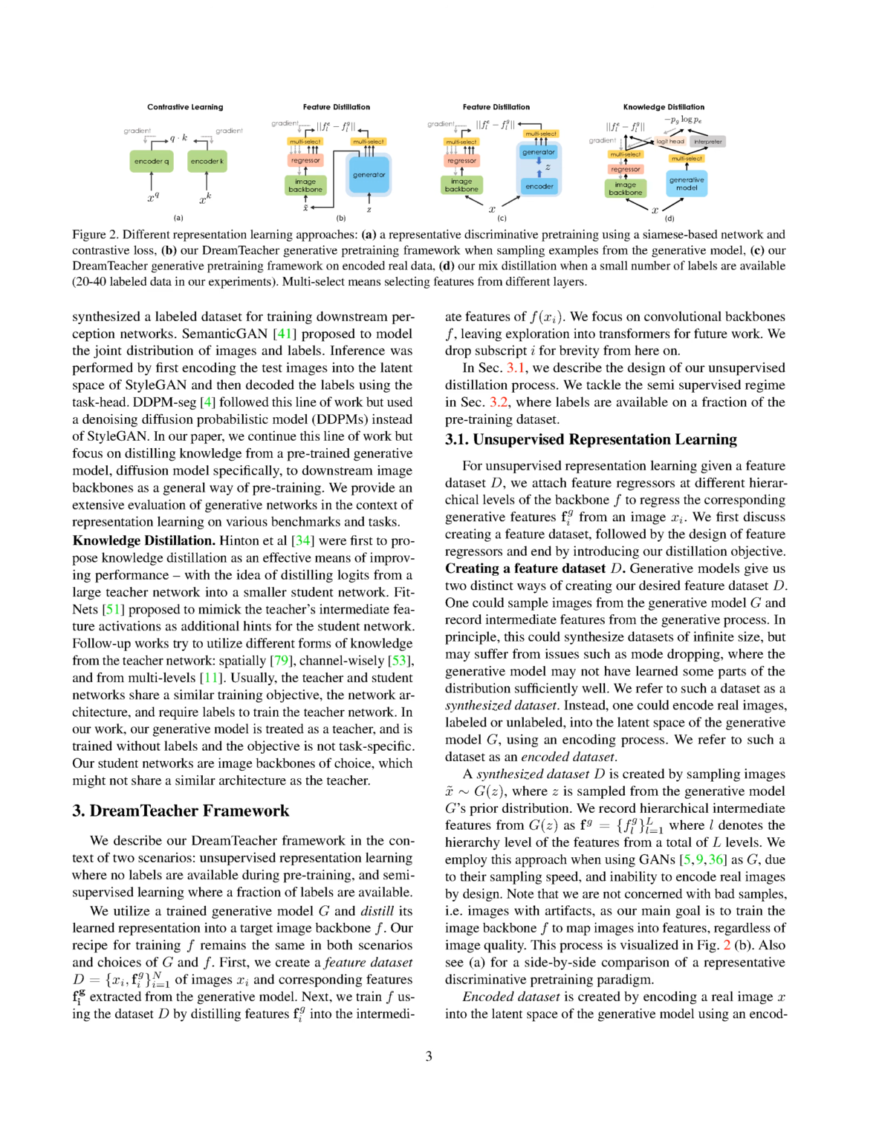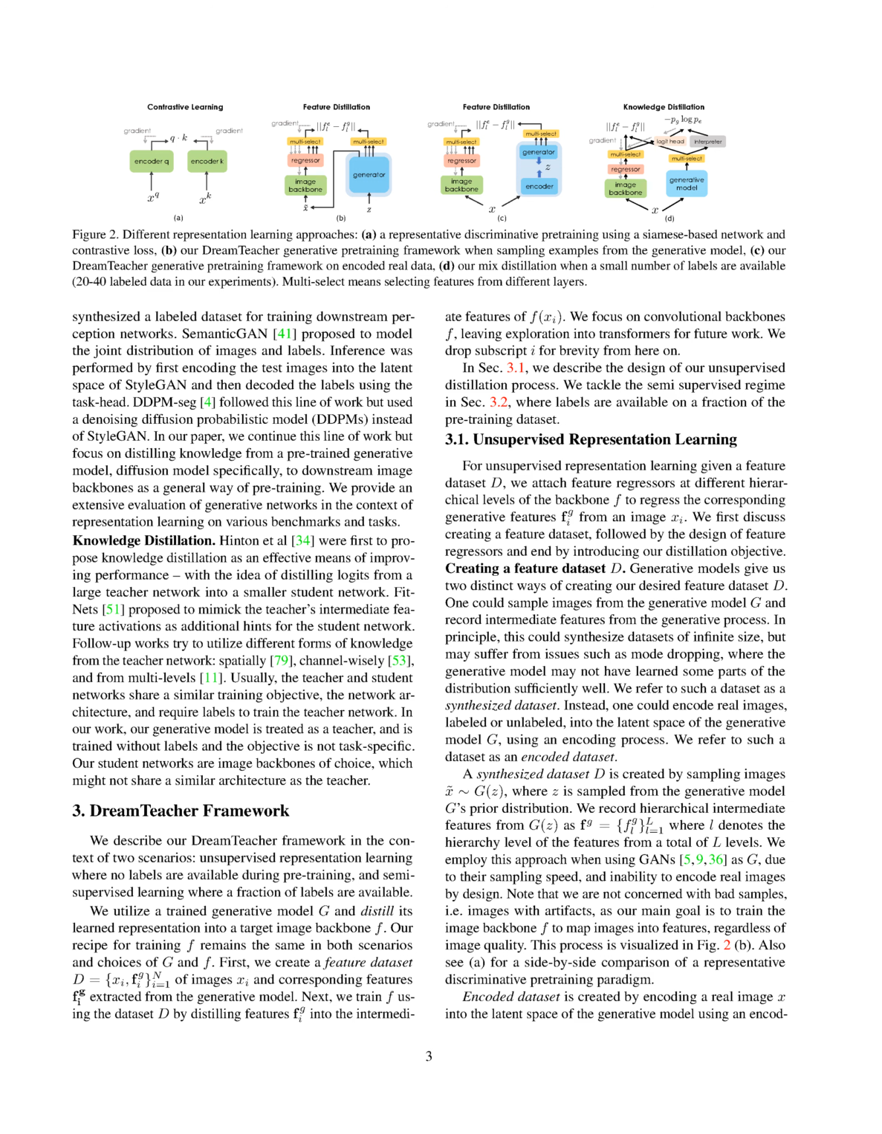A synthesized dataset is created by sampling images from the generative model's prior distribution. We record hierarchical intermediate features from this process. We use this approach when using generative adversarial networks, GANs, as our generative model, due to their fast sampling speed and inability to encode real images by design. An encoded dataset, on the other hand, is created by encoding a real image into the latent space of the generative model using an encoding process.